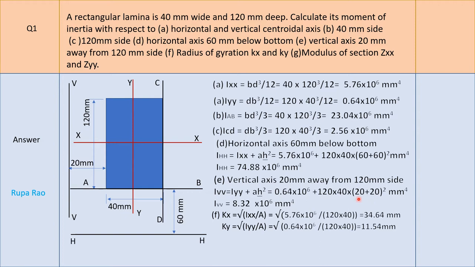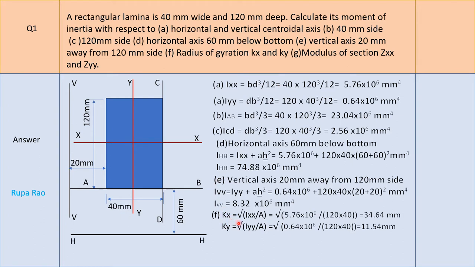So take the calculator in your hand and do the calculations. 0.64, press the button exponential 6 plus 120 into 40 into bracket open 20 plus 20 bracket close. Then press x square button, is equal to. You will get IVV is equal to 8.32 into 10 raised to 6 mm raised to 4. This is the answer.